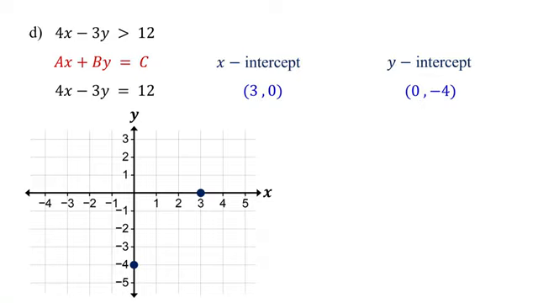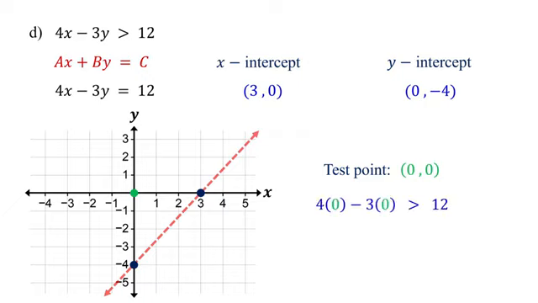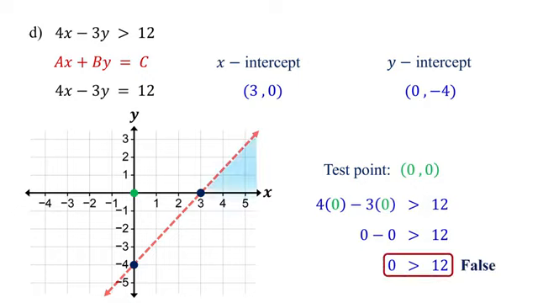Finally, draw the boundary line. Since the inequality is strictly greater than, use a dashed line. Next, pick a test point that is not on the line to determine which region to shade. You can use the point 0, 0. Substituting it into the inequality and simplifying gives 0 greater than 12, which is false, right? So shade the region that does not contain the test point. That's your graph. Almost done.